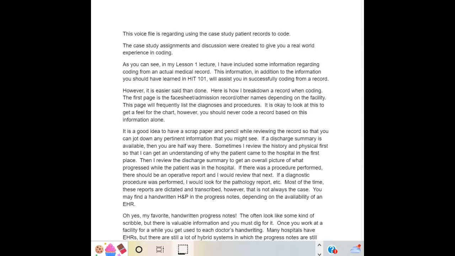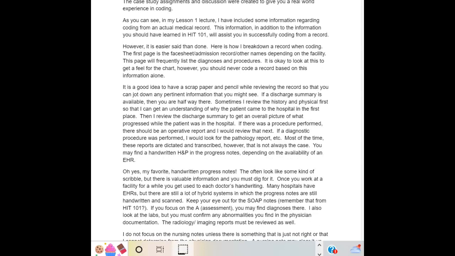The case study assignments and discussion were created to give you a real world experience in coding. As you can see in my lesson one lecture, I included some information regarding coding from an actual medical record. This information, in addition to the information that you should have learned back in HIT 101, will assist you in successfully coding from a record. However, it's easier said than done. Here is how I break down a record when coding.